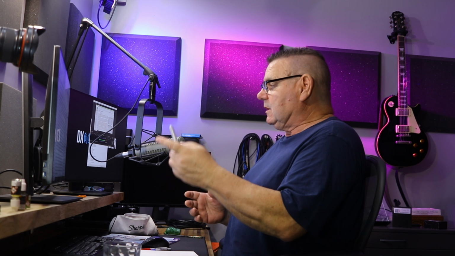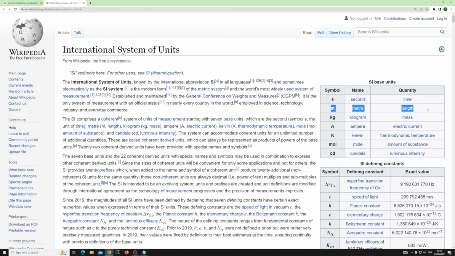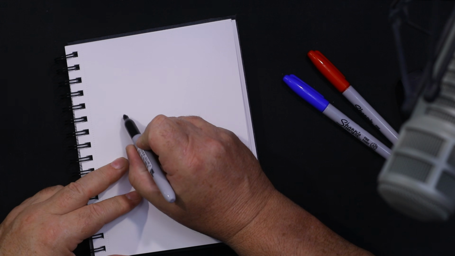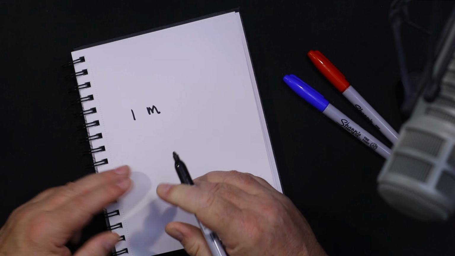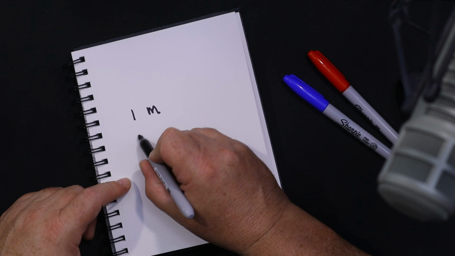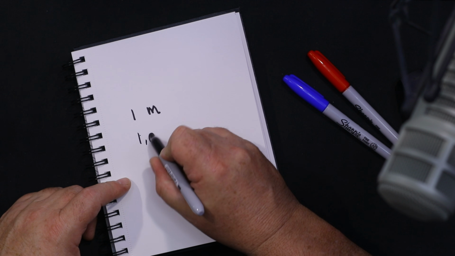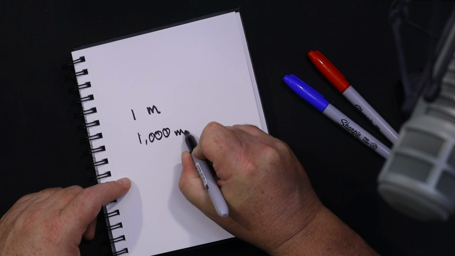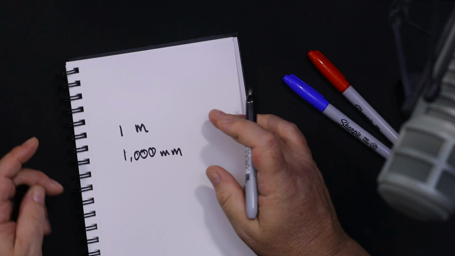Let's start just by understanding meters. There's an international standard for meters, and there it is. It's a length, and you write it with a small letter m. So 1 meter. Now 1 meter can be split into 1,000 millimeters, and that can be split down by 1,000, you see.